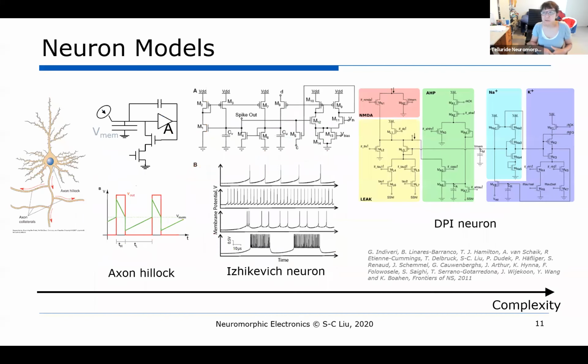Of course, it's very important to talk about neuron models because these are the basis of all the neural processors for neuromorphic engineering. Again, there's a whole level of complexity that you can build into your pixel. You can have a very simple neuron model, the integrate-and-fire model, also called the axon hillock circuit, where the current coming in, say from the synapse, charges up the membrane of the neuron. If it exceeds the threshold, you put out a digital spike, and then you reset the membrane.